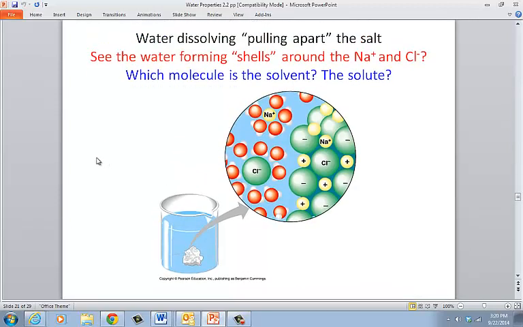All right, so in looking at water, water is considered the universal solvent because it can dissolve most things. Let's look at some basic terminology. We have the solvent, and the solvent is the liquid that is doing the dissolving. So in this case, water is the solvent. The solute is the substance that's being dissolved.